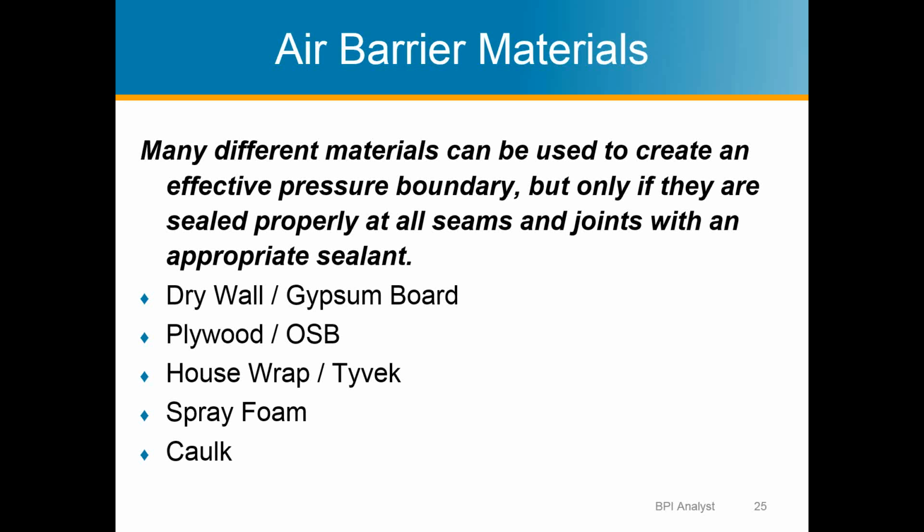All of them have what's called a perm rating, and so OSB, even though it can serve as an air barrier, will still leak some air. It's not like a tire where it's going to hold pressure continuously, but it leaks slowly enough that we can still consider it an air barrier. So some are better than others in terms of air barriers.